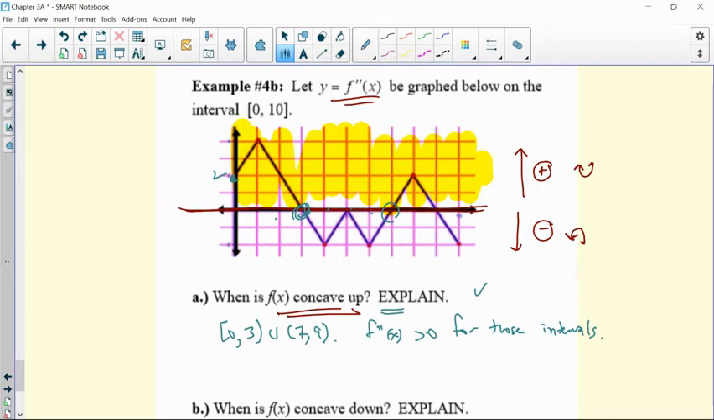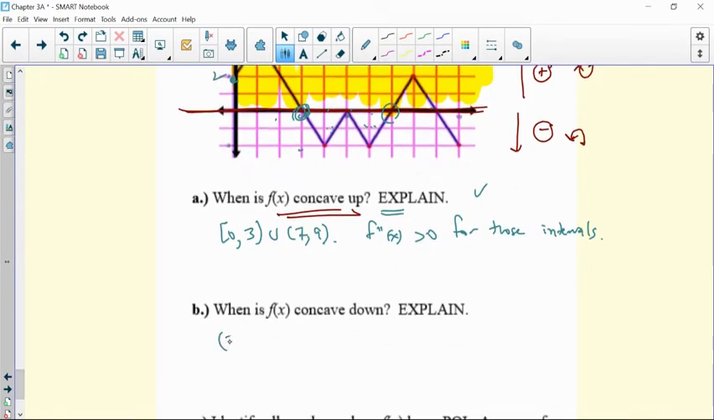Okay, when is it concave down? You could make these two separate, or realizing that since you're not changing signs, you're still concave down. So I could say from 3 to 7, and then from 9 to 10. 3 to 7 union 9, and you can actually include 10 because its value is negative 2 as a y value. And how do you know? F double prime of x is less than 0 for those intervals.